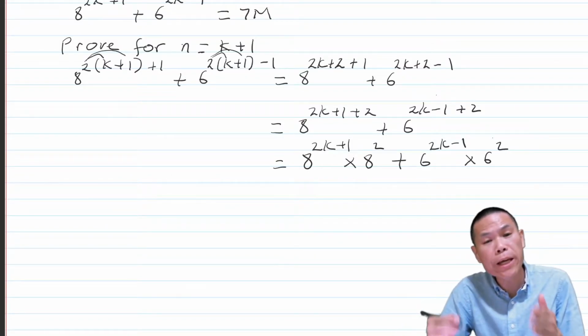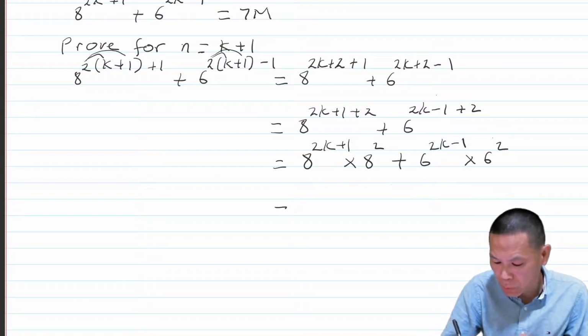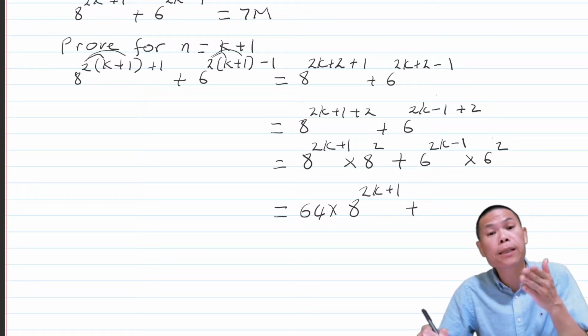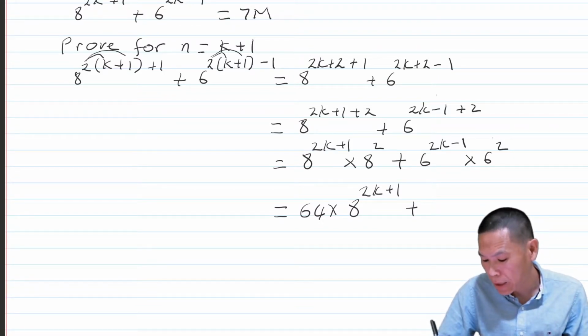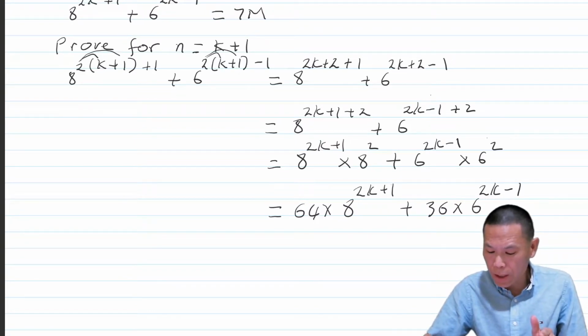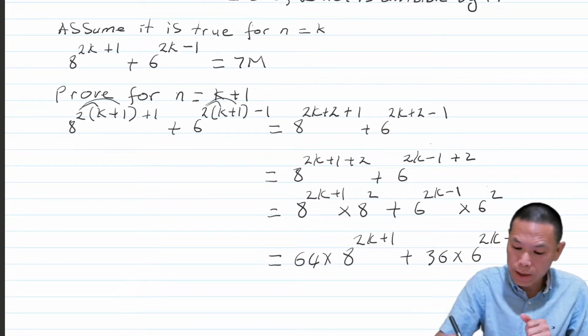But 8 squared is 64, so this will give me 64 times 8^(2k+1). And we add 6 squared, which is 36, so 36 times 6^(2k-1). Then what I do now is let's go back to this statement here.